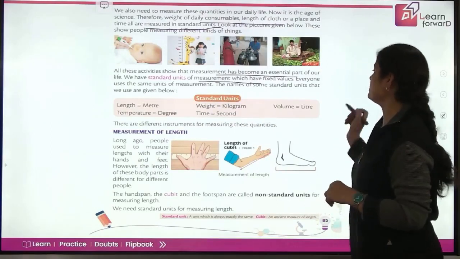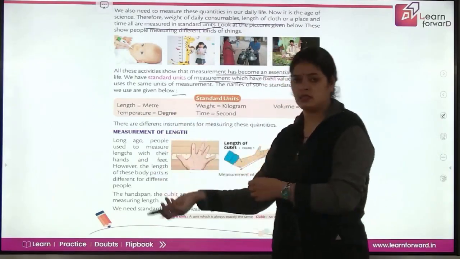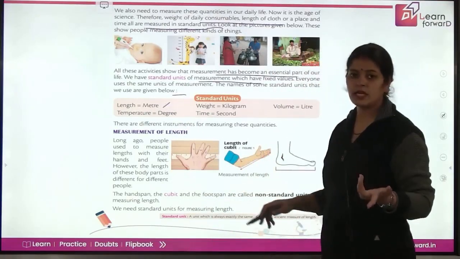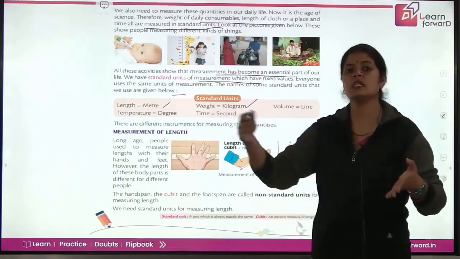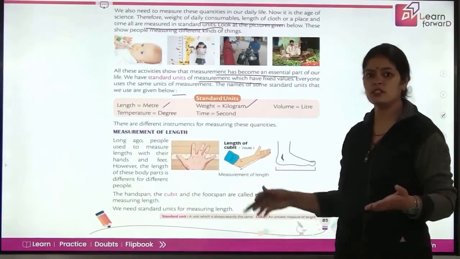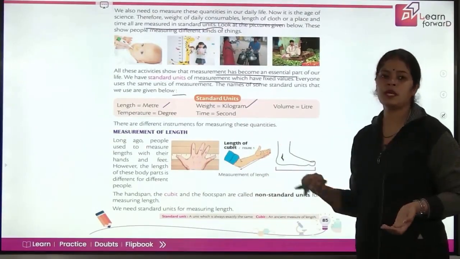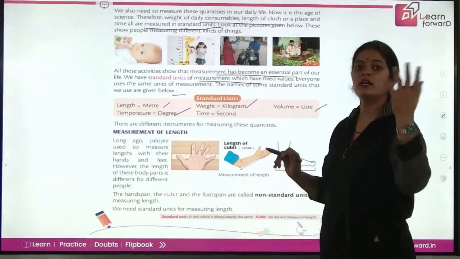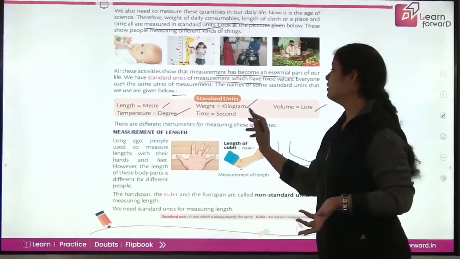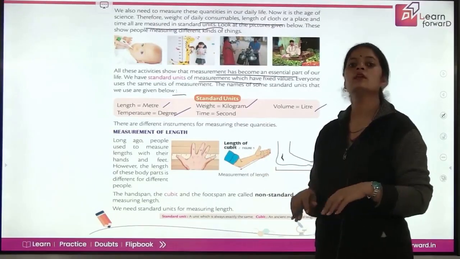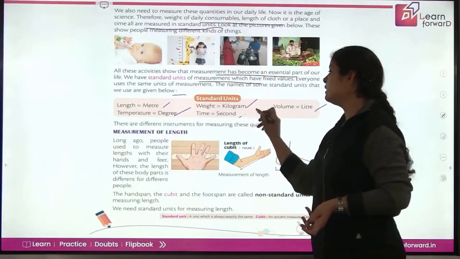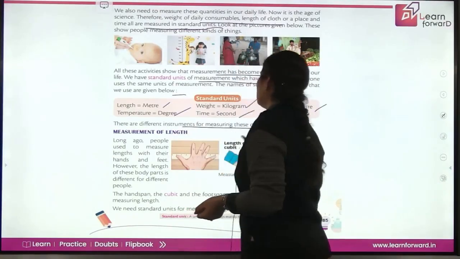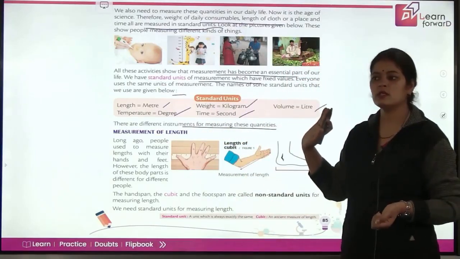The names of some standard units are given below. Length of something can be measured in meters. Weight of something can be measured in kilograms. I am 60 kgs. I am 45 kgs. Volume of something can be measured in liters. Temperature in degrees. I have 100 degrees of temperature. Today the temperature of the day is 12 degrees or 15 degrees. Time can be measured in seconds. So there are different instruments for measuring all these things.